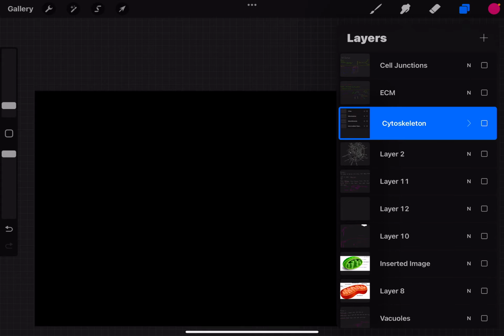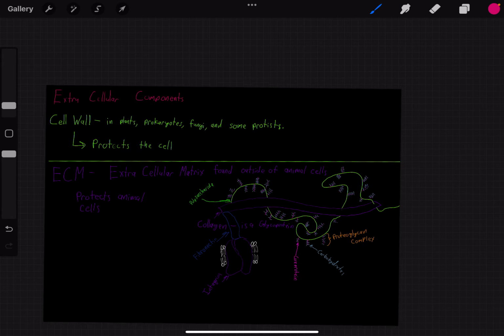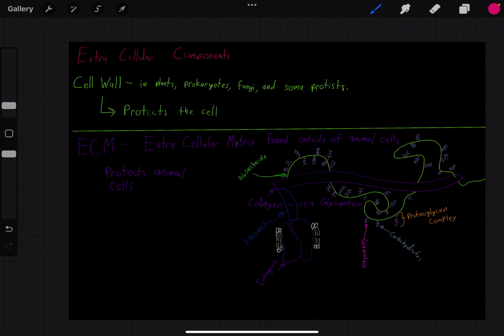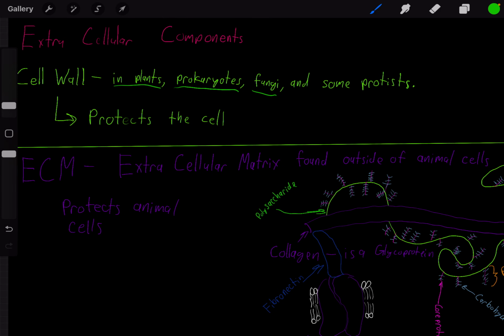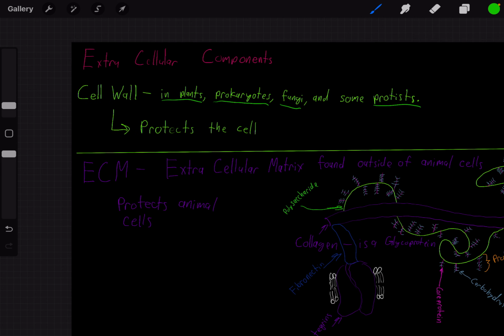Now the last part is extracellular components for the plants and animals. The first thing we will talk about is a cell wall, usually found in plants. Most prokaryotes have them, like bacteria, fungi have them, and some protists. And all it does is protect the cell.